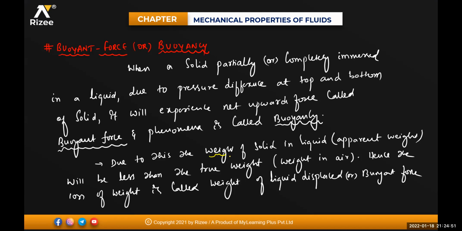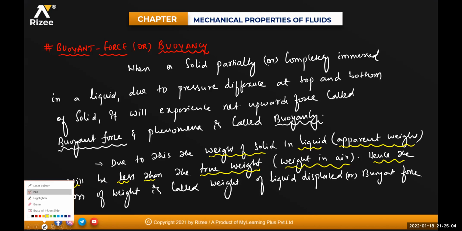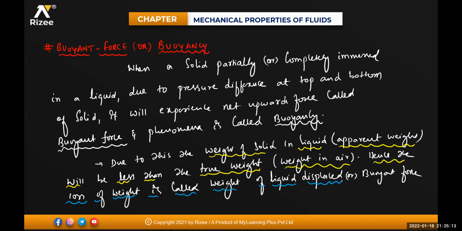So the weight of your solid in your liquid, which is called the apparent weight, will be lesser than your true weight. True weight is nothing but the weight in the air. Hence, the loss of weight is called the weight of liquid displaced. So the weight of liquid displaced is equal to the loss of weight, which is also called the buoyant force. Is it clear for everyone?